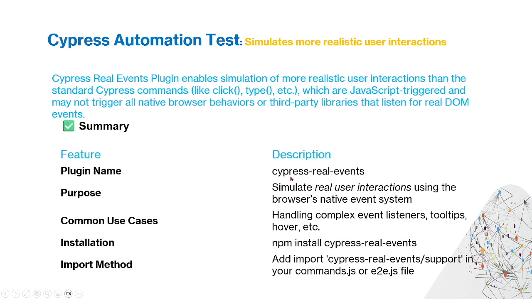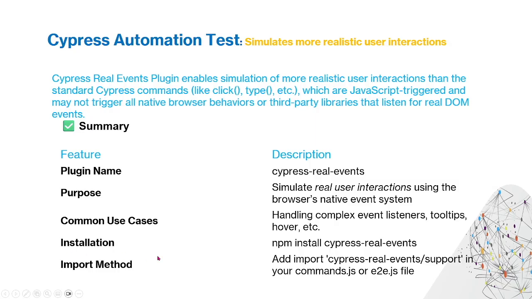Plugin name: cypress-real-events. Purpose: simulate real user interactions using the browser native event system. Common use cases: handling complex event listeners, tooltips, hover, etc.